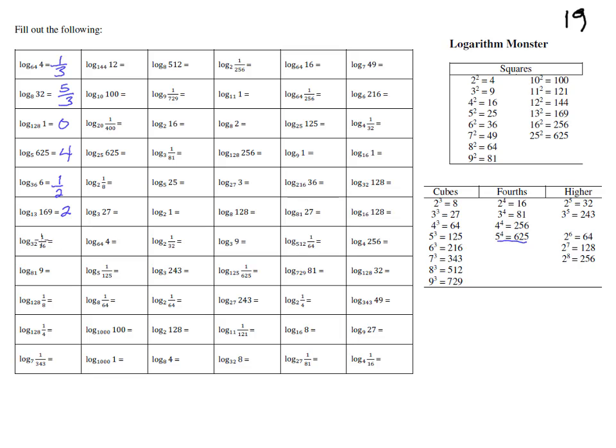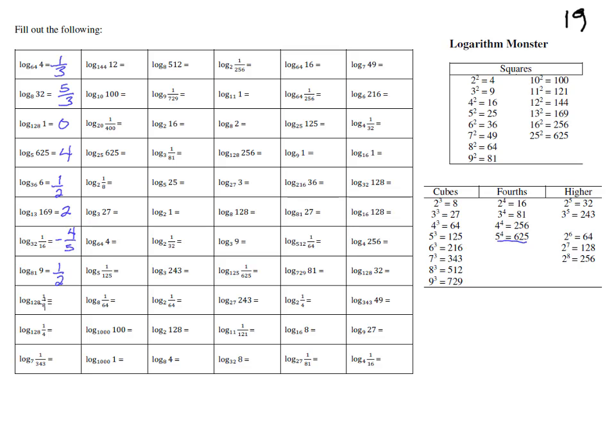32 to what power equals 1/16. Now we're getting a fraction, so that means we have a negative exponent over here. We're going to fifth root 32. That's right here, fifth root 32 to get down to 2, and then fourth power to get to 16, and the negative will put it on the bottom. 81 to what power equals 9? You would have to square root that.